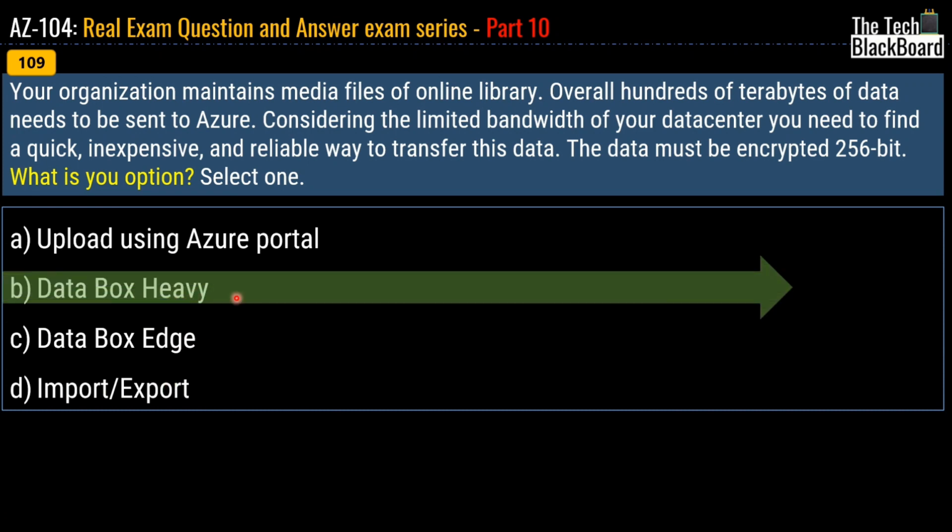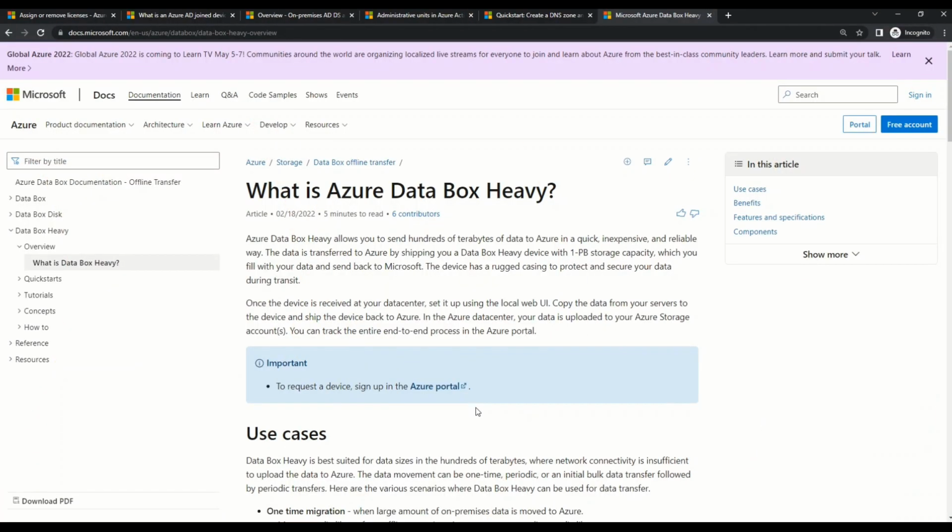Now I am sure that many of you would not have even heard about data box heavy, but not to worry, I've got you covered with proper Microsoft documentation. So this is the Microsoft documentation that will give you all the details that you need to know about data box heavy. And it tells you that data box heavy allows you to send hundreds of terabytes of data to Azure in a quick, inexpensive, and reliable way. The data is transferred to Azure by shipping your data box heavy device with 1 petabyte of storage capacity, which you fill with your data and send back to Microsoft.